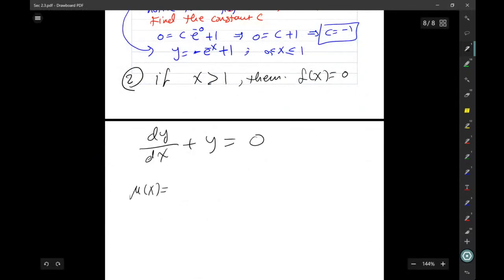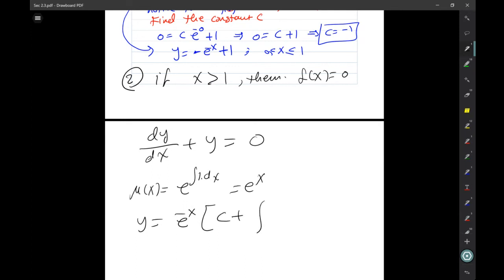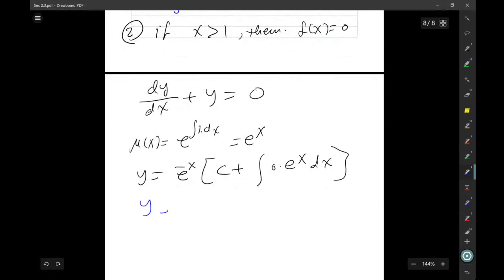Now mu of x is the integral of 1 dx, which is e^x. The solution y is e to the power minus x times c plus the integral of 0 times e^x dx. Here 0 times e^x is 0. The integral is 0 plus a constant, so it's again a constant. So y is equal to c divided by e to the power x, or c times e^(-x). This is only when x is greater than 1.